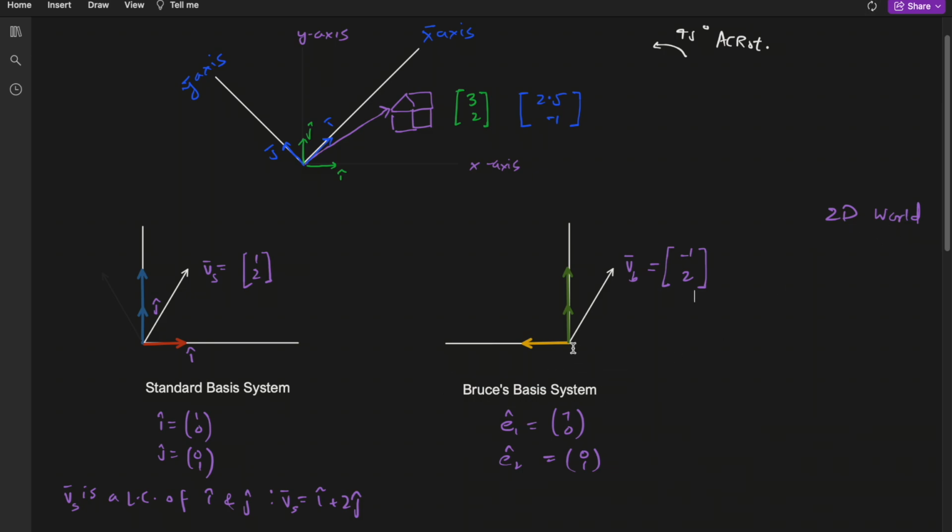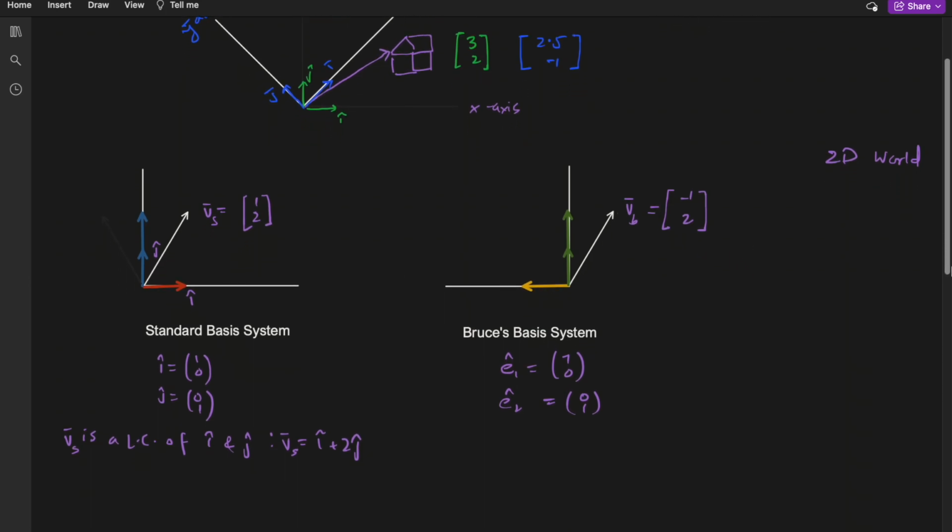In this 2D world the origin is the same. In both the standard basis system and Bruce basis system, the origin is fixed. It's just that the basis vectors got changed. In my system, the standard basis system, the basis vectors are 1 comma 0 and 0 comma 1, and in Bruce basis system, the basis set are minus 1 comma 0 and 0 comma 1. But the origin remains same, and if the origin remains same, then the direction vector to that point remains same. If you just see this vector and this vector, they are exactly same, but their coordinates are different. Why? Because we are using different basis sets. So here, what is VB?